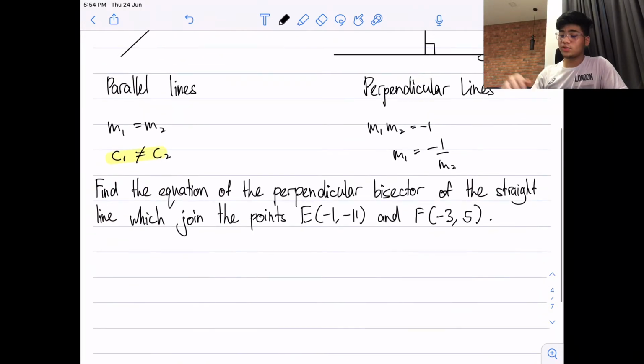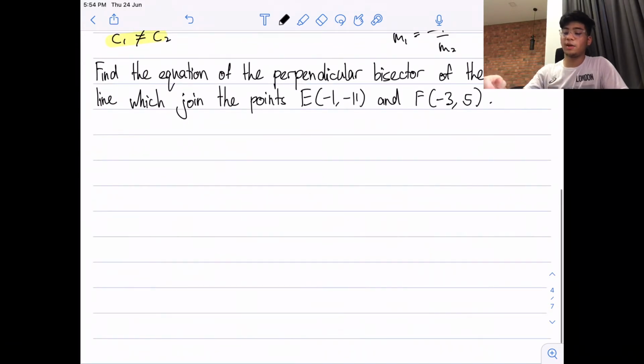But now I'm going to show you guys how to do a perpendicular bisector question. This one is quite important. It's asked very widely during AddMaths questions. But basically, they will tell you to find the equation of the perpendicular bisector of a straight line which joins certain points, in this case E and F, right? So you have to keep in mind that a perpendicular bisector means that it bisects the line equally in half. That means it's bisecting the midpoint.